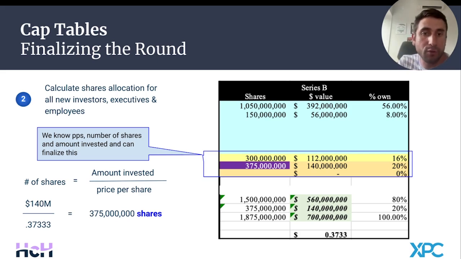It is likely there's more than one investor, so this $140 million might be a few investors, and you can easily do that using proportions depending on how much money they put in. Straightforward enough.